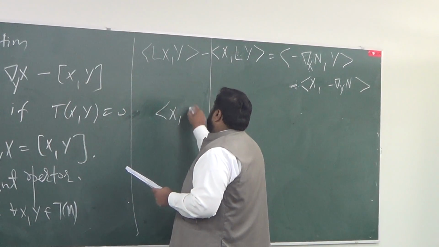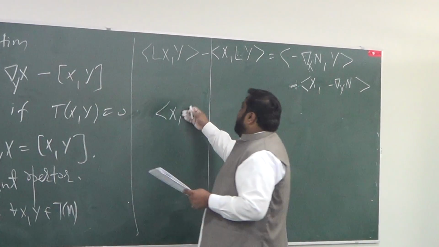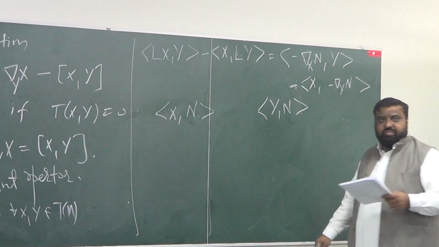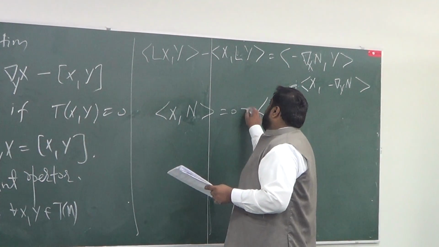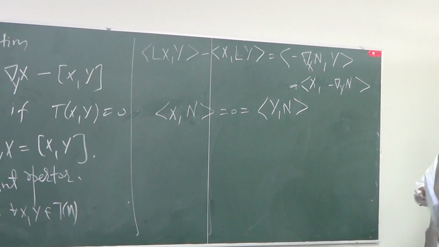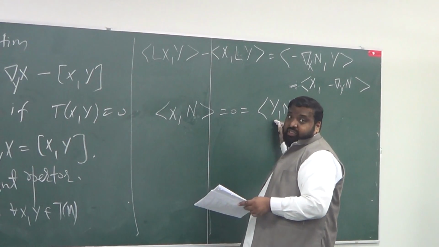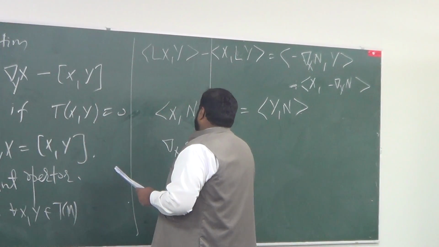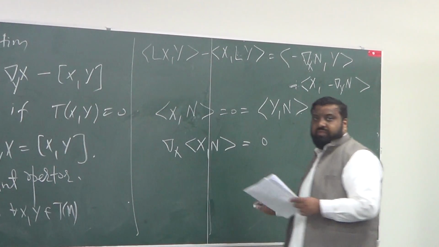Observing that x and y are tangent vectors, so I want to talk something sensible about this expression. Observing that the inner products of x and n, and y and n, are what? They are orthogonal to each other. So x and y are tangent vectors, n is a normal vector field, so they both must be equal to 0. And assuming the compatibility of the metric, let's compute the covariant derivative of this quantity. So the covariant derivative of x, n would obviously be equal to 0 for sure.